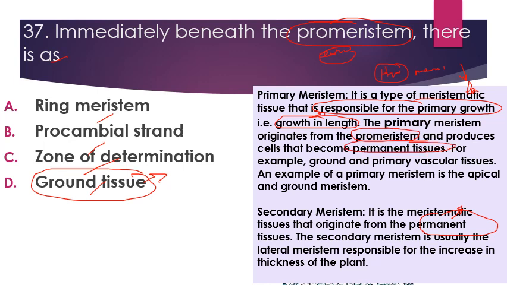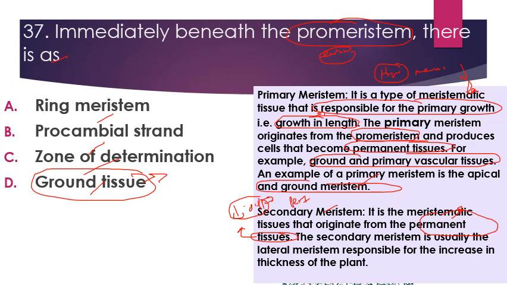And some examples of primary meristem are ground and primary vascular tissues. An example of primary meristem is apical and ground meristems. So secondary meristem is the meristematic tissue that originates from permanent tissue by the process of dedifferentiation, that is, there are some permanent cells which regain the power of cell division and become meristematic. So that process is known as dedifferentiation, and after that they will divide again and get differentiated.